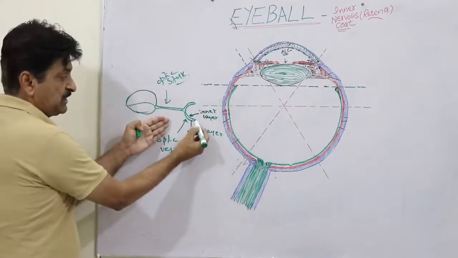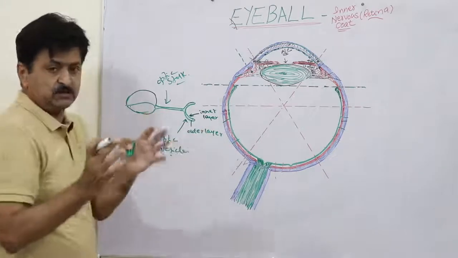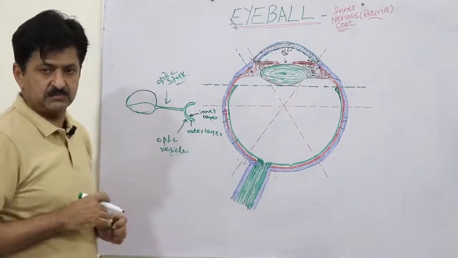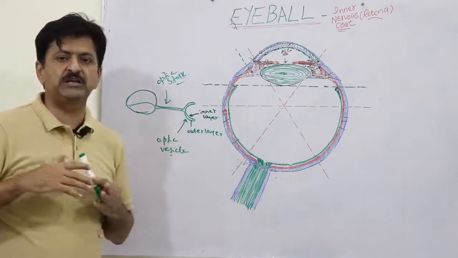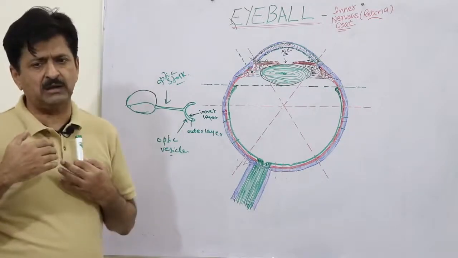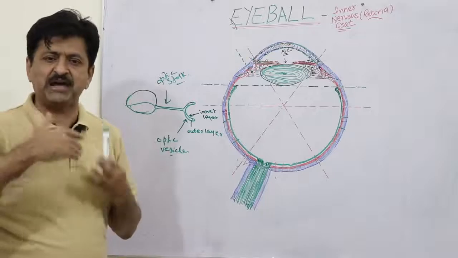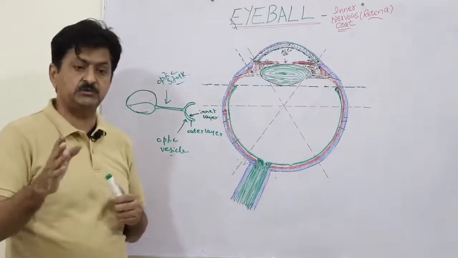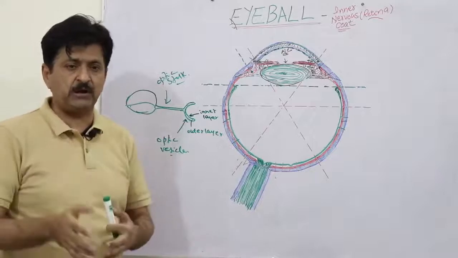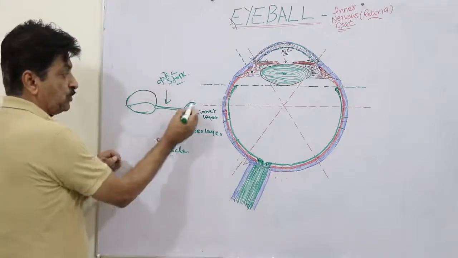The remaining layer is not pigmented; this is called the neuronal layer, or sensory layer. That neuronal layer will give rise to all the other layers. Next, 9 layers will form, from 2 to 10. All the layers will be developing from this sensory layer.